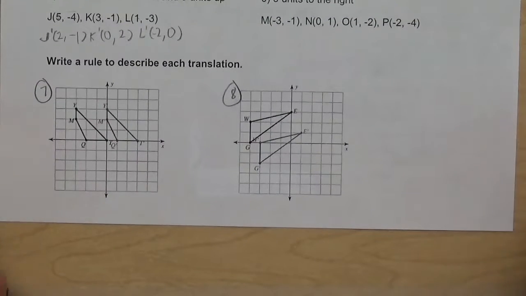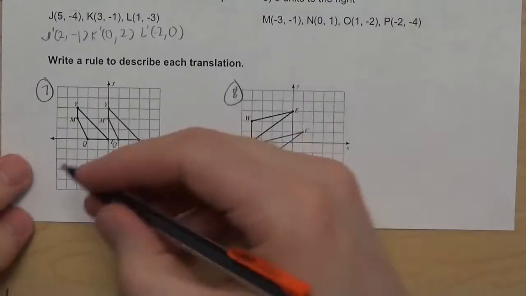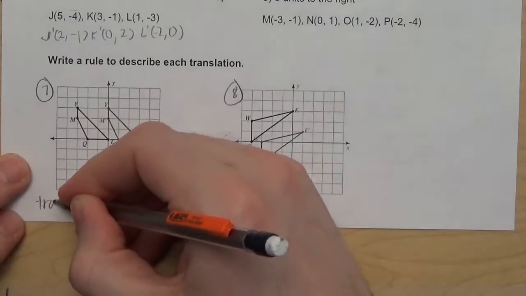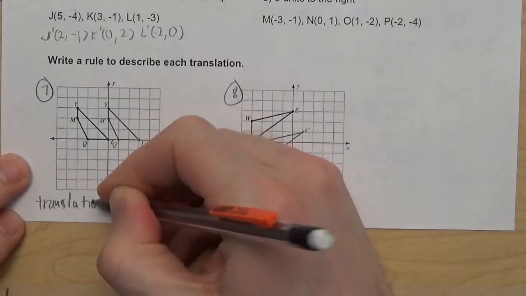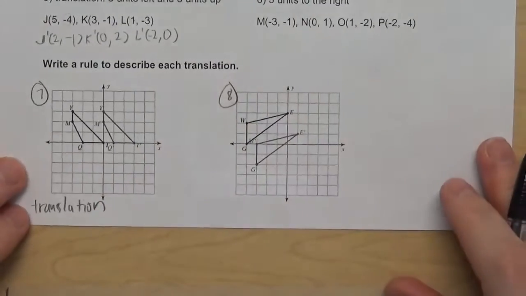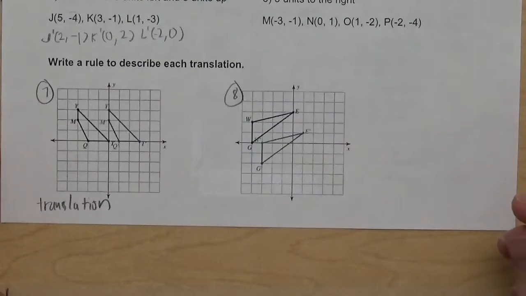Number 7, it says write a rule to describe each translation. So all we're doing is we're trying to figure out what happened. We know this is going to be a translation, so you can say this is going to be a translation. And then we're going to say the distance and direction that we moved. So how many units we're moving and what direction we're moving. So all you got to do is find one pre-image point and then go to the image.